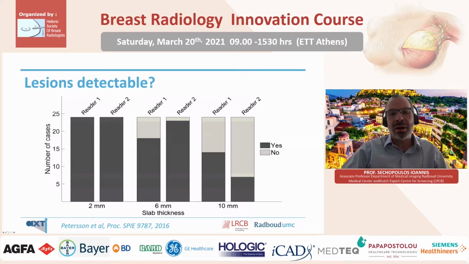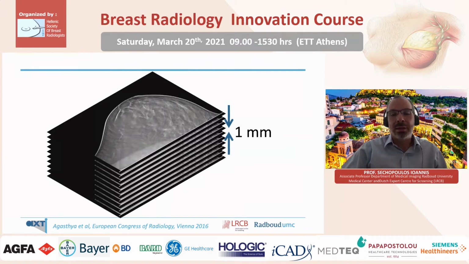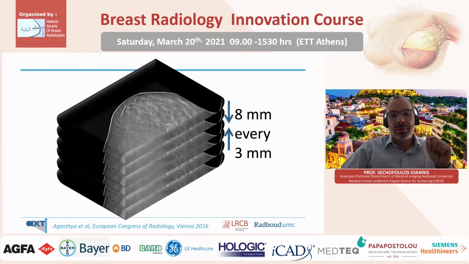But it also depends how you combine all these slices into slabs. We did a study a few years ago in which we combined the 1 millimeter slices into 8 millimeter slabs with an overlap of 3 millimeters, with something between averaging and MIPing the slices together, so that we would get both the best depiction of masses and calcifications.